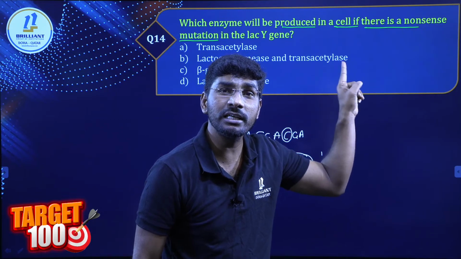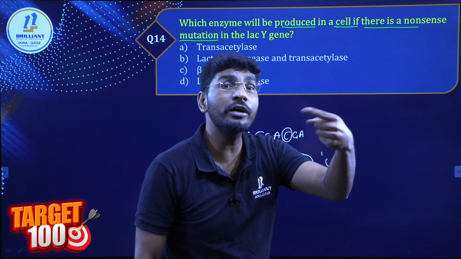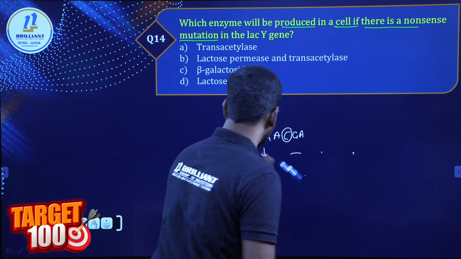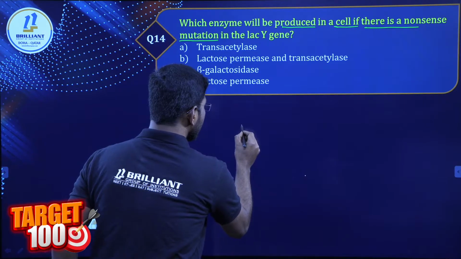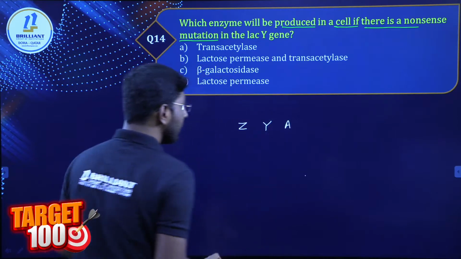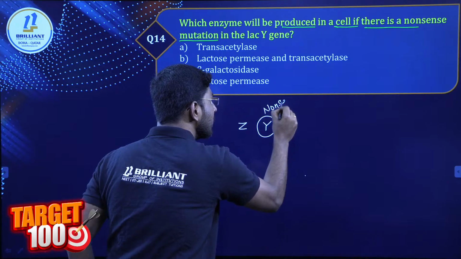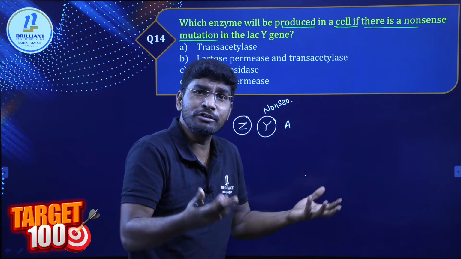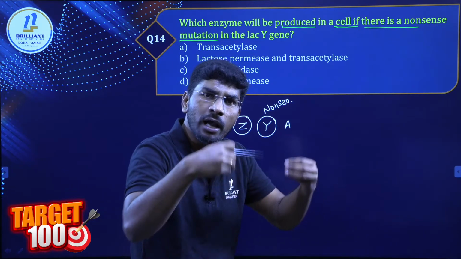But here the question is telling us the nonsense mutation is in the Y gene. So what is the order of the genes in the lac operon? Tell me the order. The first one is the lac Z gene, then the lac Y gene, then the lac A gene. The problem is in Y. The Z gene is happily there, it is not undergoing any mutation, it is working as usual.